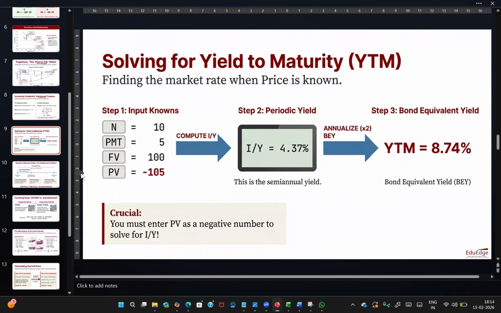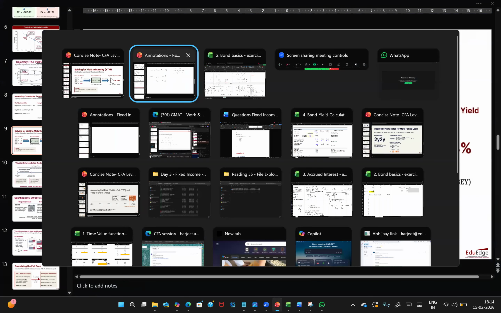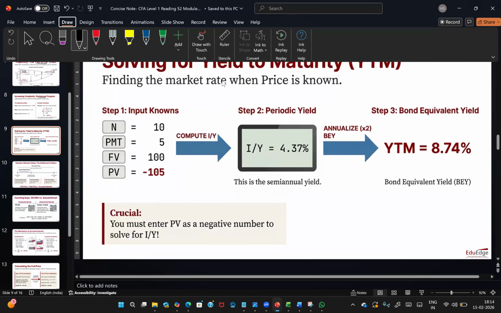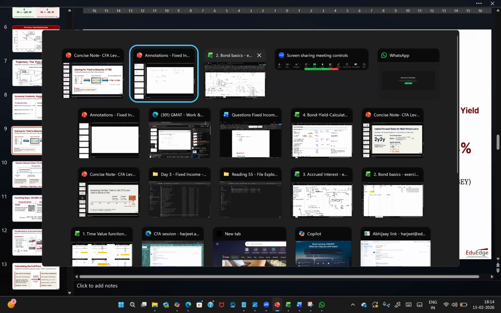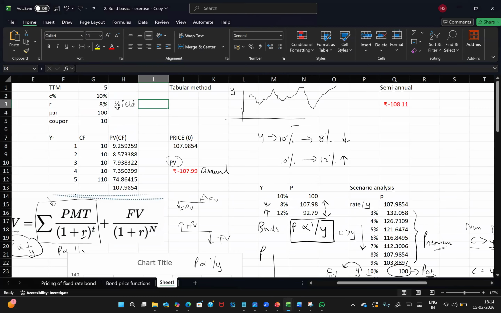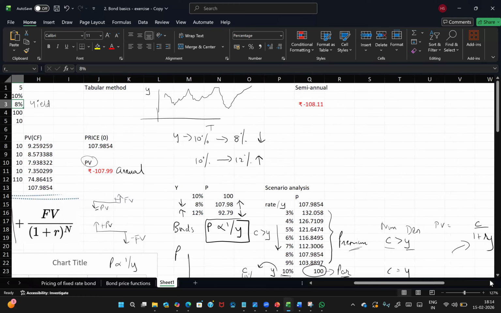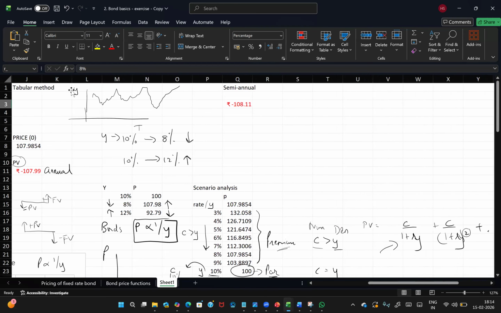All right. There is something called yield to maturity. What is yield to maturity? It is nothing but what we had considered here, the yield on the bond. This rate R or yield on the bond is called yield to maturity if we assume that we are holding the bond till maturity.